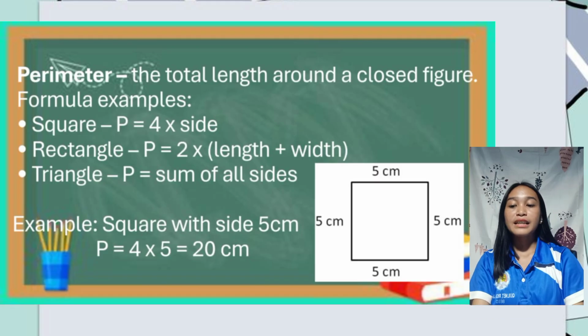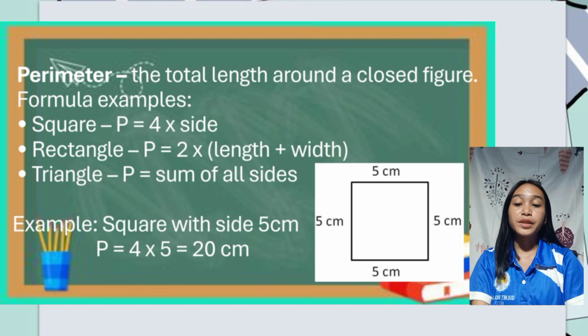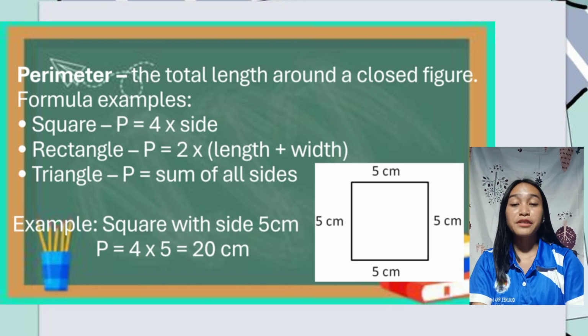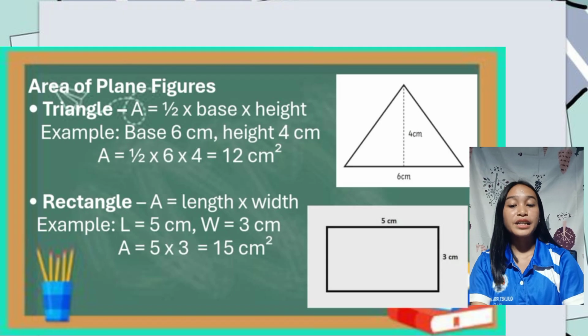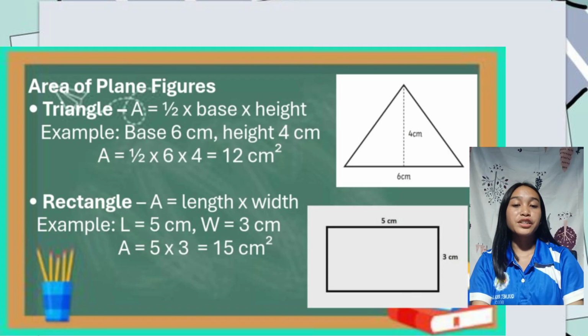For example, if a square has side 5 centimeters, then the perimeter is equal to 4 times 5, which is equal to 20 centimeters. And we have area of plane figures, like triangle, rectangle, and square. So the formula of a triangle is area is equal to 1/2 times base times height.